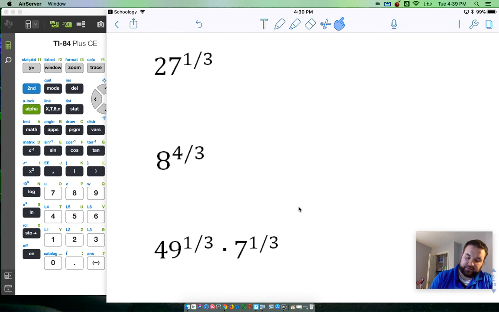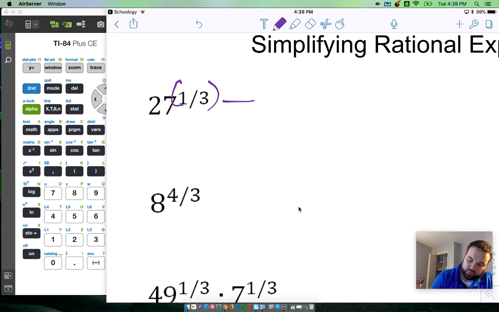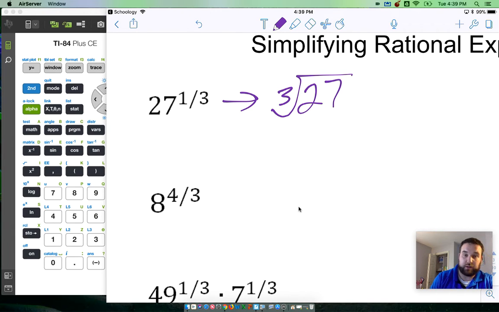So if I have 27 to the 1/3 power, this is what we would call exponential form because it's written using an exponent. I want to turn it into a radical, or what we call radical form. So 27 to the 1/3 power. Again, I'm going to take this denominator, and I can also write that as the index of the radical. So instead of 27 to the 1/3, I can write this as the third root of 27, which we know is equal to 3.